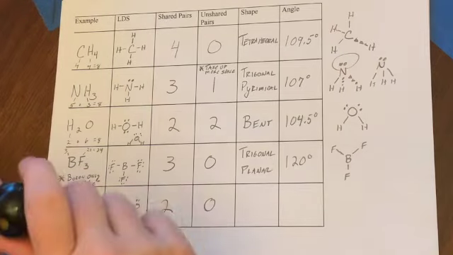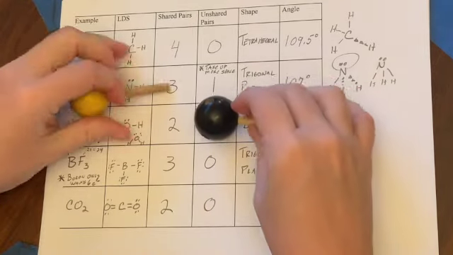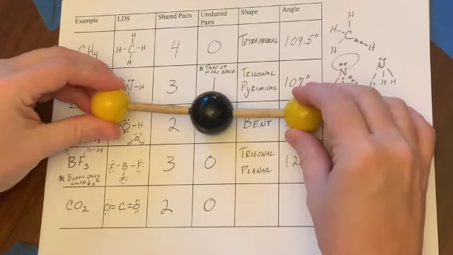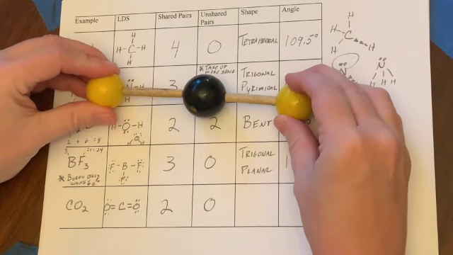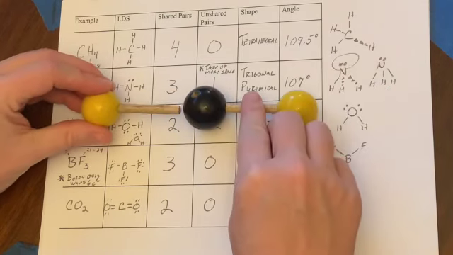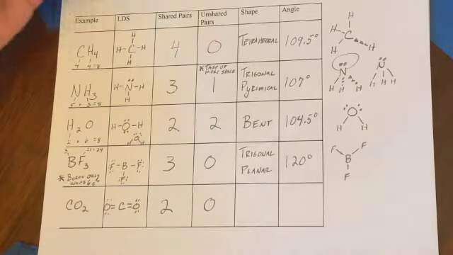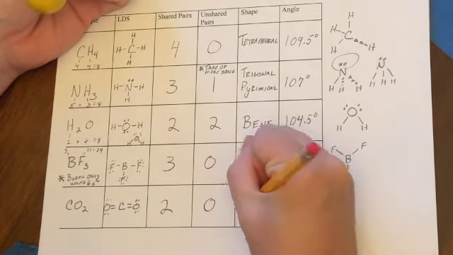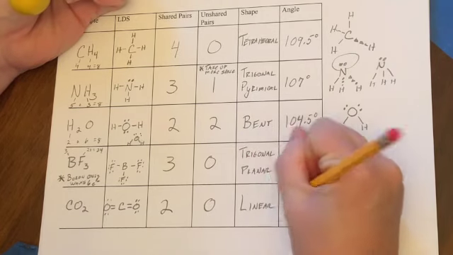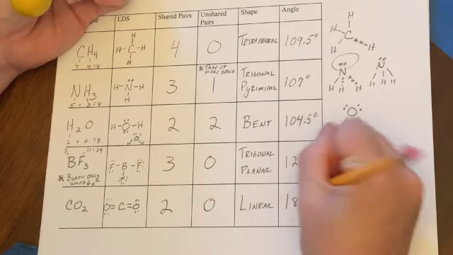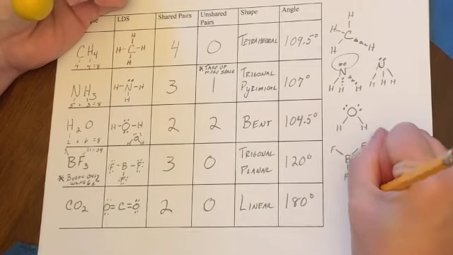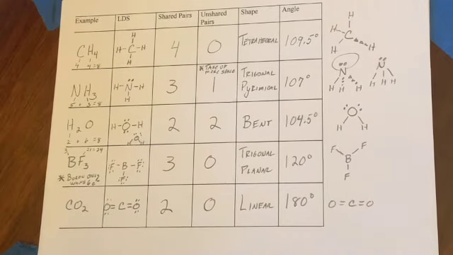All right, so that's going to cause this situation, 2 bonds getting as far away from each other as possible, and that's going to be a straight line. That is linear with 180, or I should do this for you, 180 degree bond angle. So we call this linear, and that is a bond angle of 180 degrees. And we would just draw this. Linear is a straight line, so nothing too exciting there.